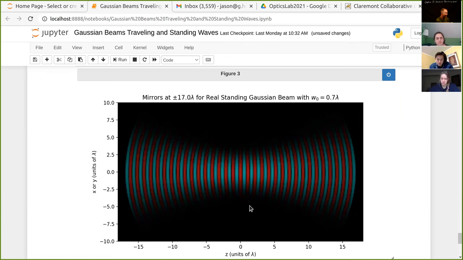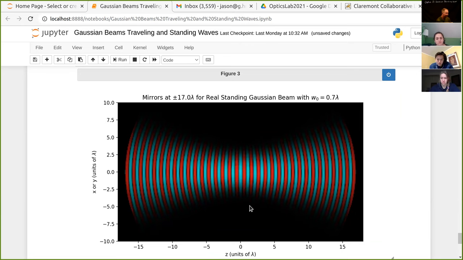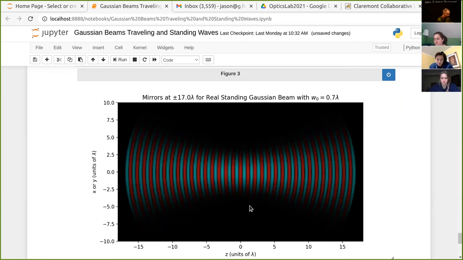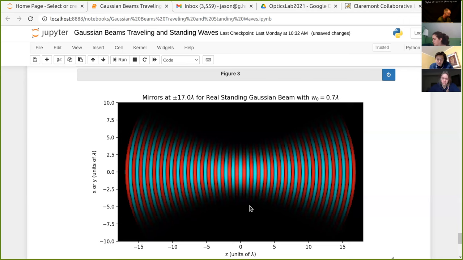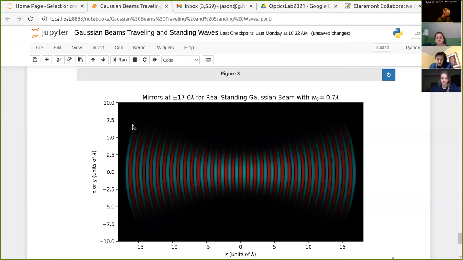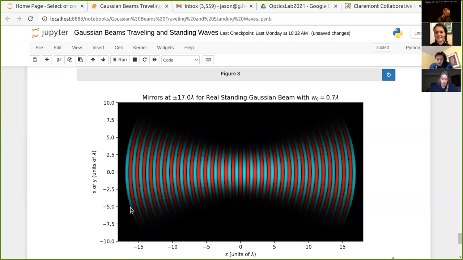But it can only emit those photons into patterns that satisfy the boundary conditions set by the mirrors. If you use metal mirrors, then the electric field has to go to zero. Metal spherical mirrors have the electric field go to zero in these spherical shapes. And this satisfies the boundary conditions.